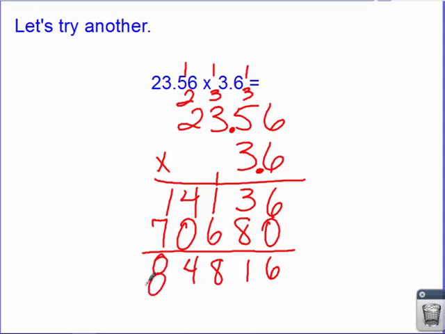Now I need to find out where the decimal goes. In this first number, I have 2 numbers to the right of the decimal. In the second number, I have 1 number to the right of the decimal. So that means I need 3 total. So I take my decimal and move it from here, which is where it is in a whole number, and I go 1, 2, 3. And I place my decimal right there. So my answer is 84 and 816 thousandths. And that's how you multiply decimals.